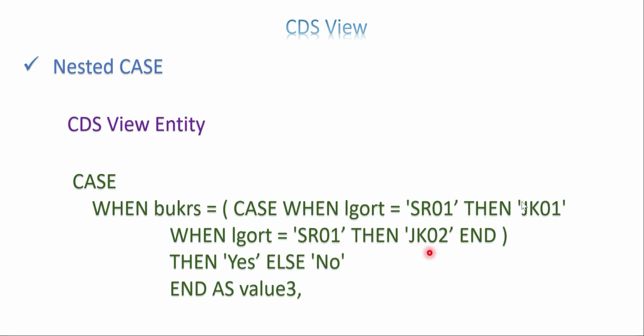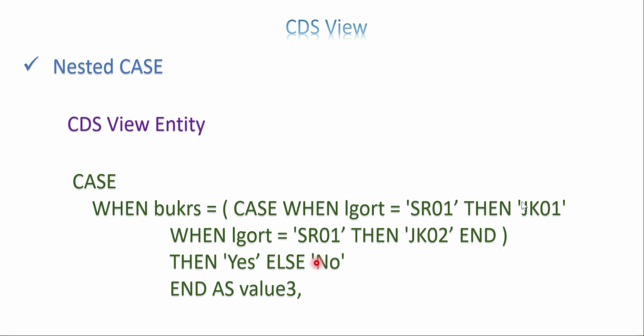If it is 01 and maybe it's JK02, maybe the same name I use as a copy paste, so the conditions might differ. And the nested case statement is going to be completed by an end statement. Here also, in the when condition, you don't want to specify end as, because the final value is going to be compared with this BUKR with the help of an assignment operator. So you don't want to save this value to a variable or a field name. So then again it is going to be the end.